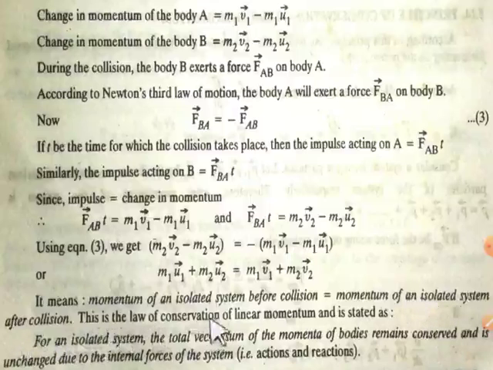This is the law of conservation of linear momentum, and if you want to give the statement, it is this: for an isolated system, the total vector sum of momenta of the two bodies remains conserved and is unchanged due to the internal forces of the system.